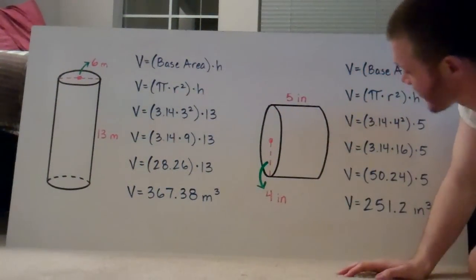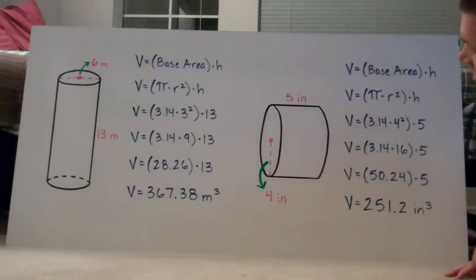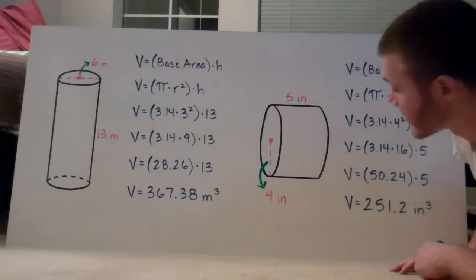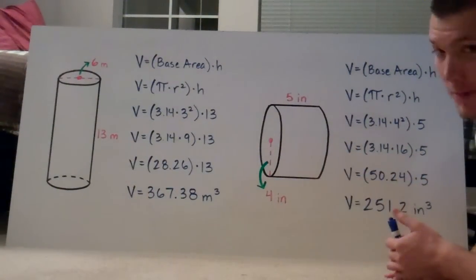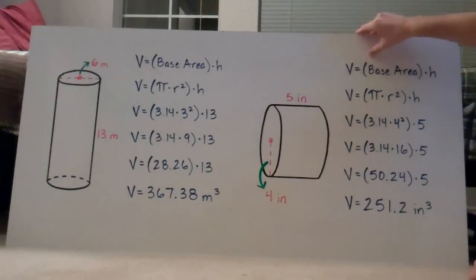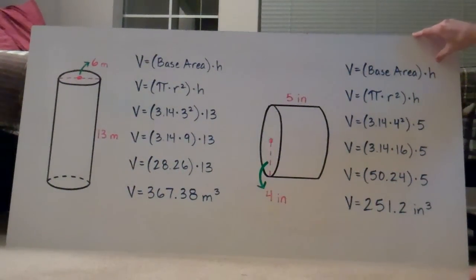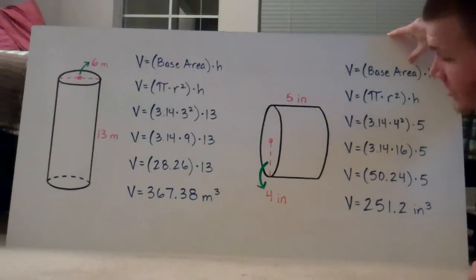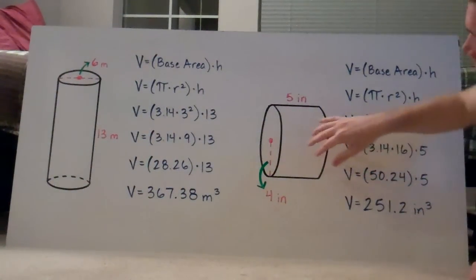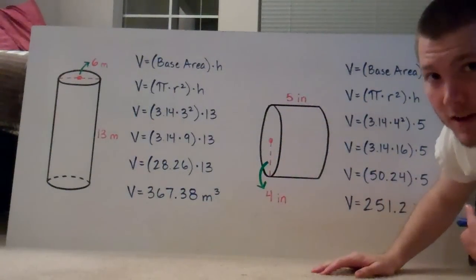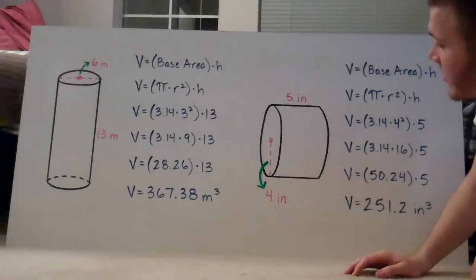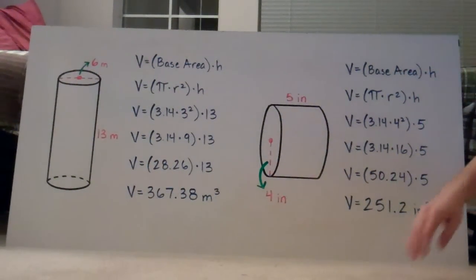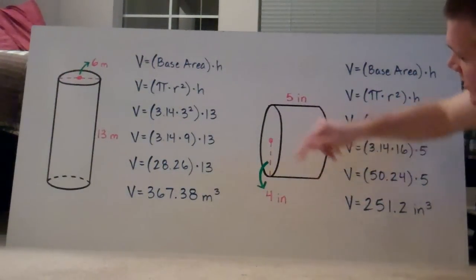Alright, next one. I've got a cylinder, this time though, it's on its side. Not a big deal. Kind of looks like a big steamroller, maybe. But here's our formula to find its volume. We're going to take the area of the base, multiply it by the height. It doesn't matter that it's lying on its side. The true base is the circle, so that's what you need to find the area of. Then you're going to multiply that by the height, the distance from one base to the next, circle to circle.